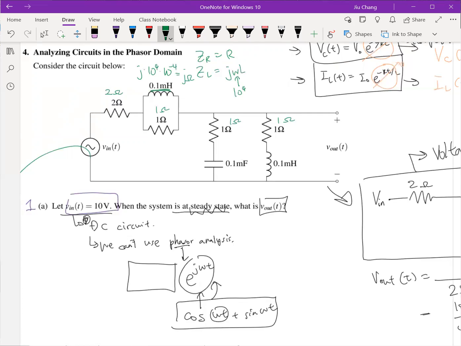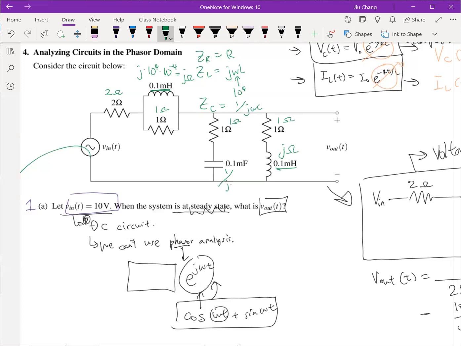So j ohms is the impedance for the inductor. And here we have the same inductance, and it should have the same frequency throughout the circuit. So we will still have j ohms as the impedance. Finally, we solve for the impedance of the capacitor, which is 1 over j omega C. And we use the same omega again.